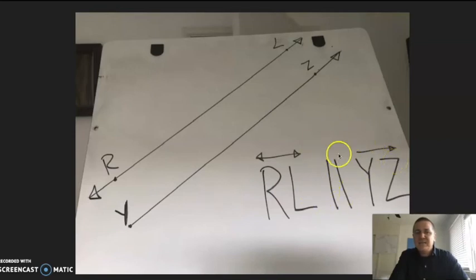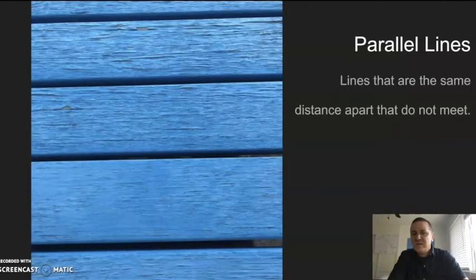This parallel symbol, when used in geometry, is like two lowercase l's right next to each other. And if you have trouble remembering that, I'm going to go back one. Take a look at the word parallel. The word itself actually has two parallel lines in it. Pretty fancy.